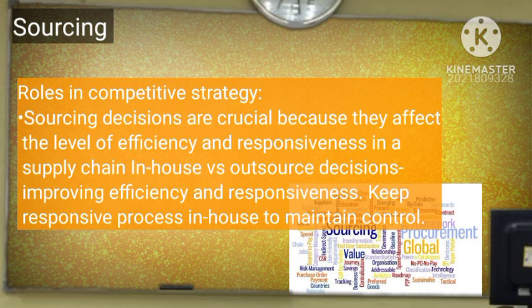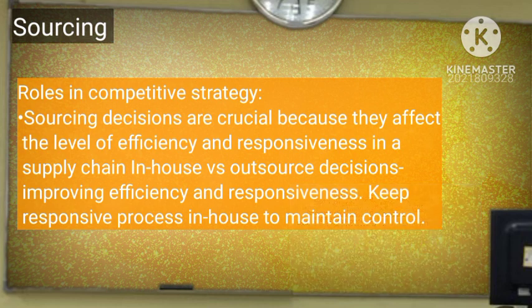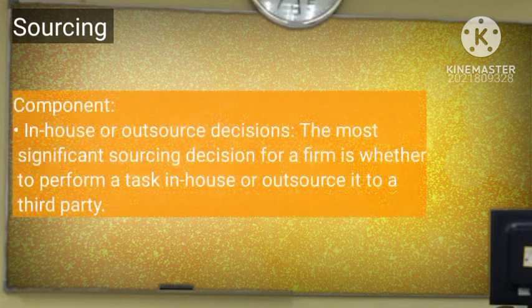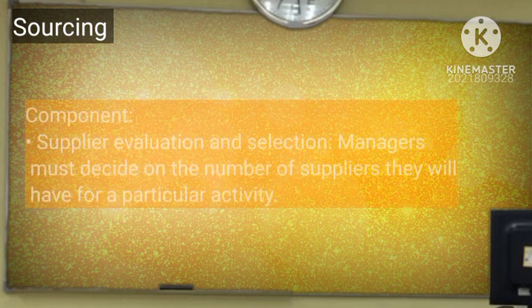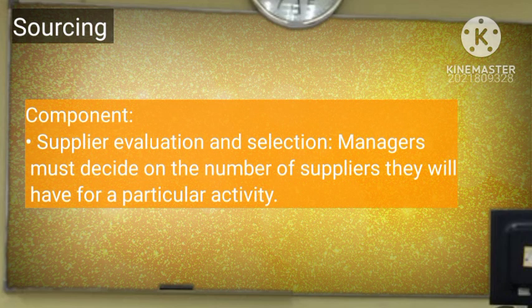And the role in competitive strategy: sourcing decisions are crucial because they affect the level of efficiency and responsiveness in a supply chain. In-house versus outsource decisions: improving efficiency and responsiveness, keep responsive processes in-house to maintain control. The sourcing components, in-house or outsource decisions: the most significant sourcing decision for a firm is whether to perform a task in-house or outsource it to a third party. Supplier evaluation and selection.